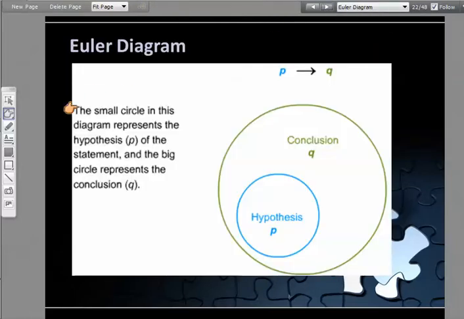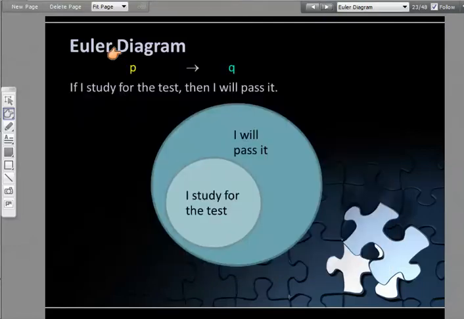Okay, here's a Euler diagram. Remember, you've got a small circle right here that represents the hypothesis, and the big circle that represents the conclusion. So here we've got P implies Q. If I study for the test, then I will pass it. So here's your hypothesis: I study for the test. Here's your conclusion: I will pass it.